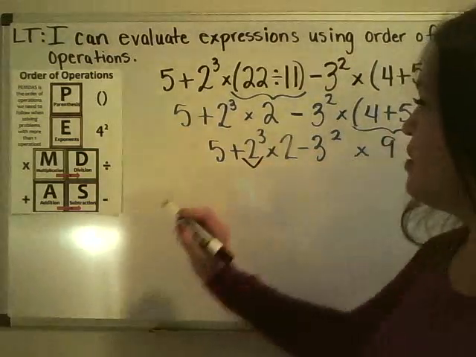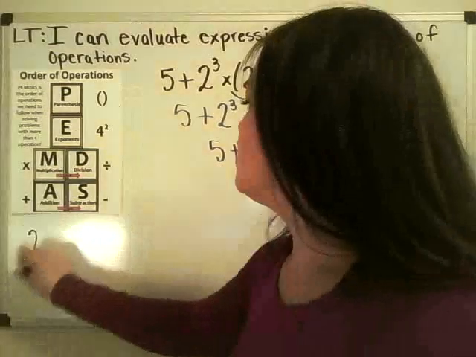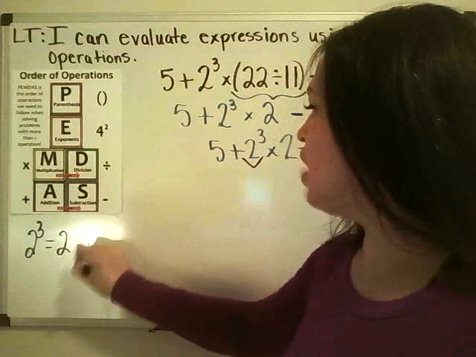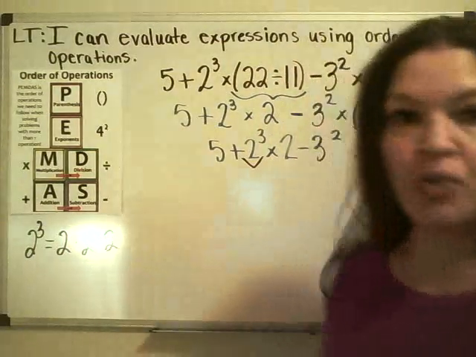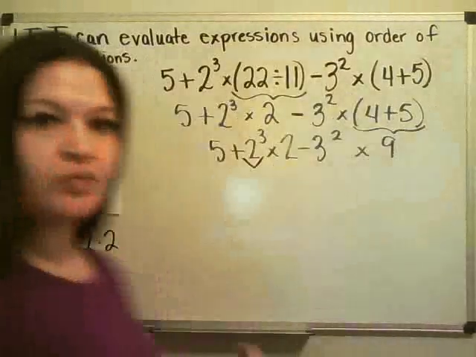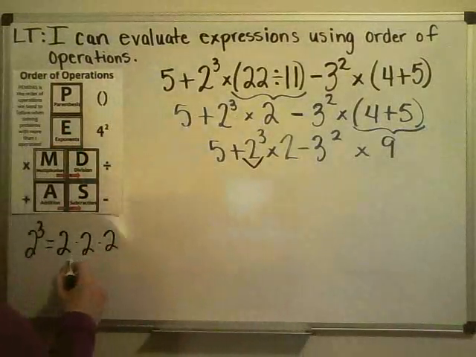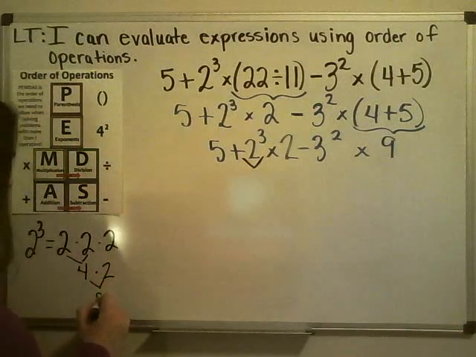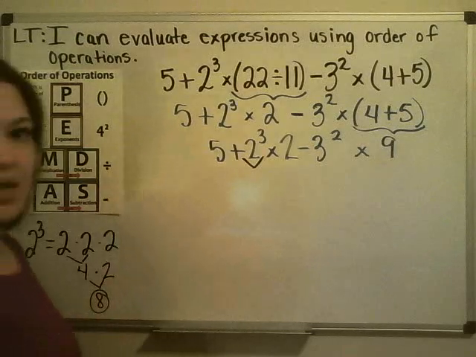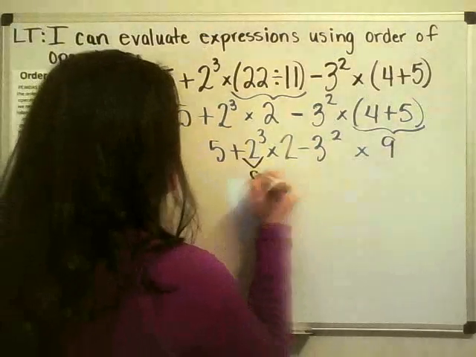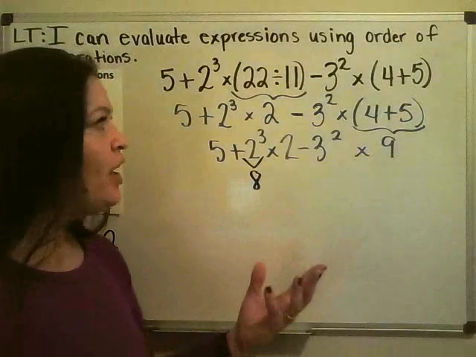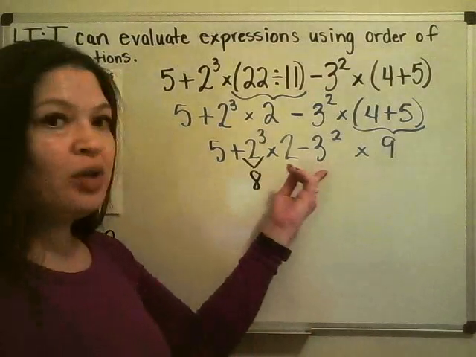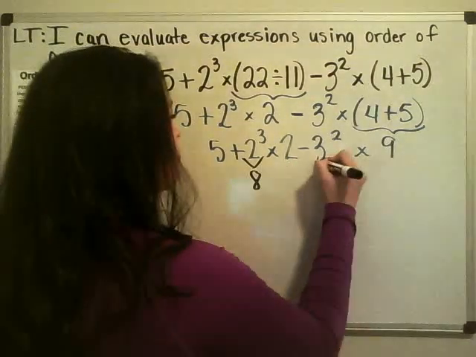2 cubed is, and I'll go ahead and write it down here, 2 cubed equals, that means 2 times 2 times 2. All right, so 2 times 2 times 2. So that means that's 4 times 2. That is a total of 8. So 2 cubed is 8. If you start to feel a little bit more confident and you want to go ahead and take care of the next exponent, you may do that. Let's go ahead and do that now.